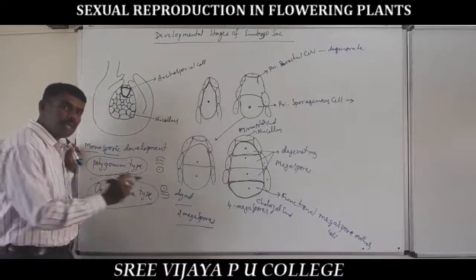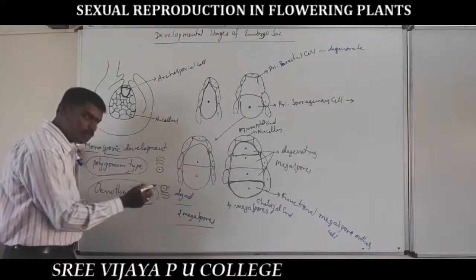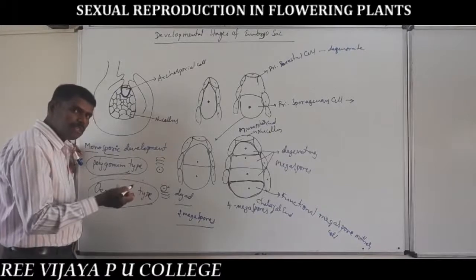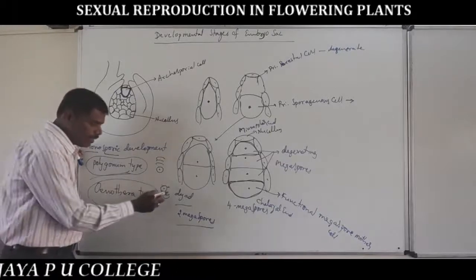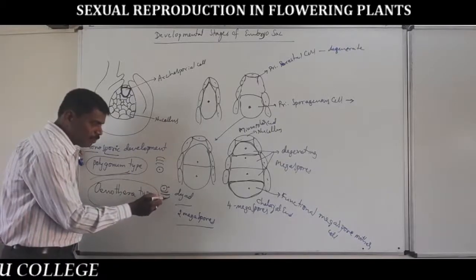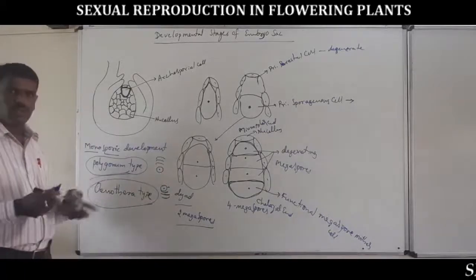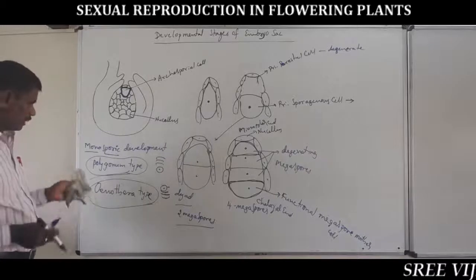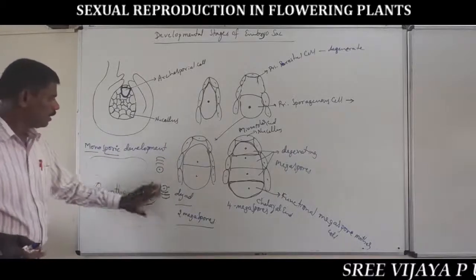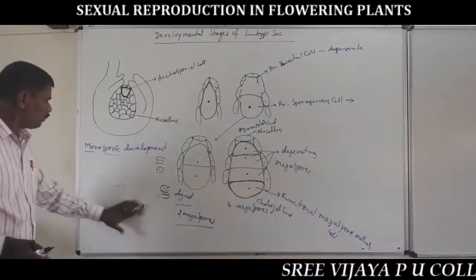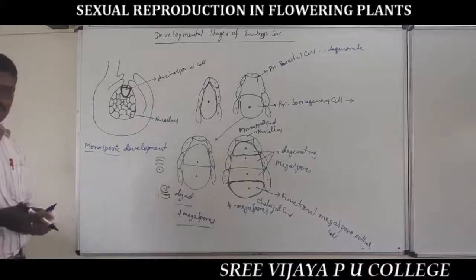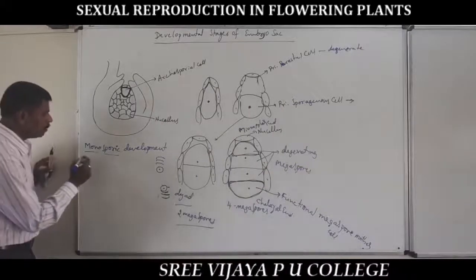micropylar end. The megaspore present towards the micropylar end remains and develops the complete embryo sac. The three megaspores present towards the chalazal end degenerate. Like this, it is also monosporic development. So another type of development of embryo sac is bisporic.